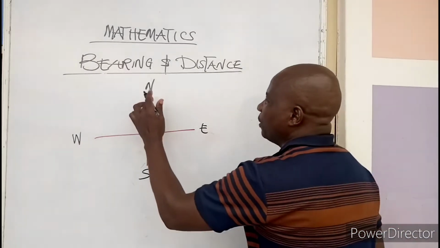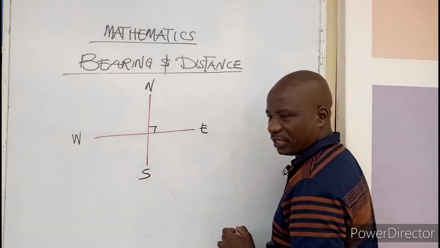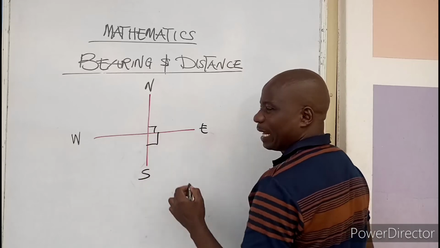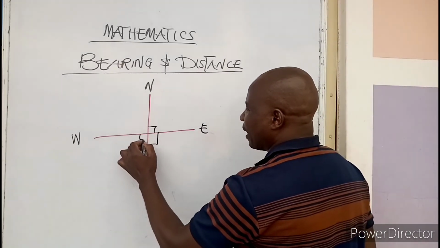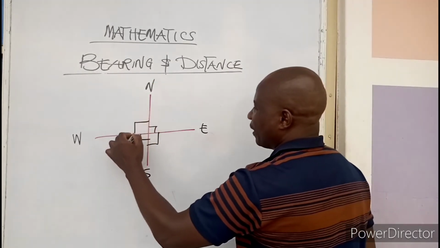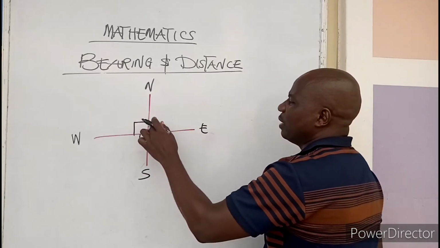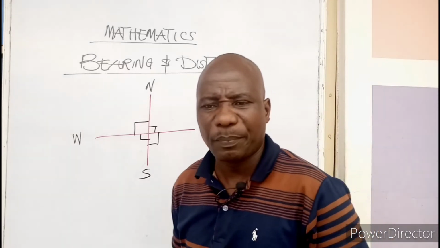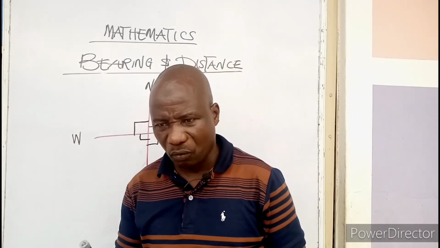Now, from north to east, we are having 90 degrees. From east to south, we are having another 90 degrees. From south to west, we have another 90 degrees. And of course, from north to west, we have another 90 degrees. So, meaning we are having 90 in 4 places. That is why they said angle at a point add up to what? 360. That is 90 times 4.